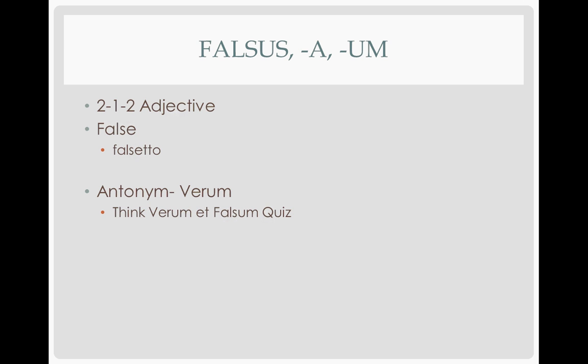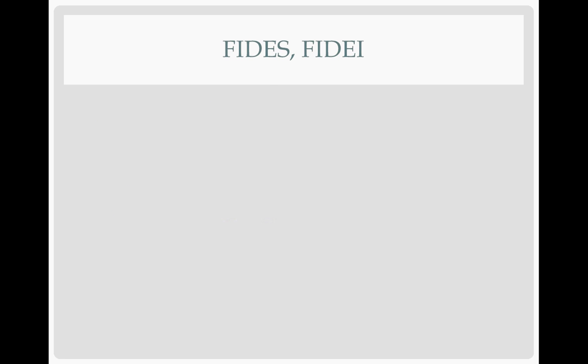Falsus is another 2-1-2 adjective, meaning false. We get the English word falsetto from it. Someone's singing in a false key. The antonym of that is verus, veri. So when you think of it, you can think of true and false quizzes.